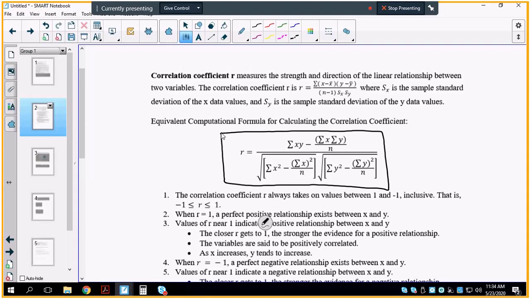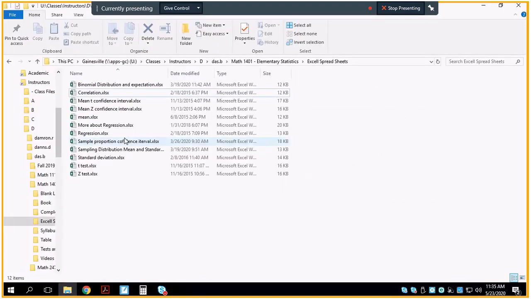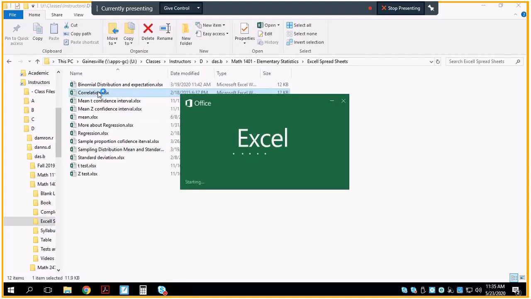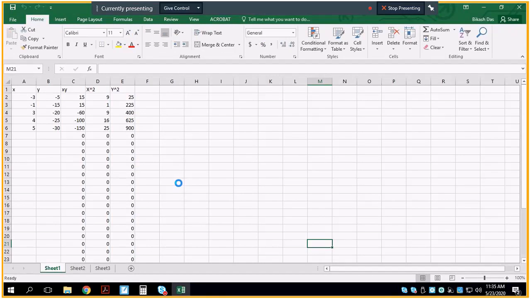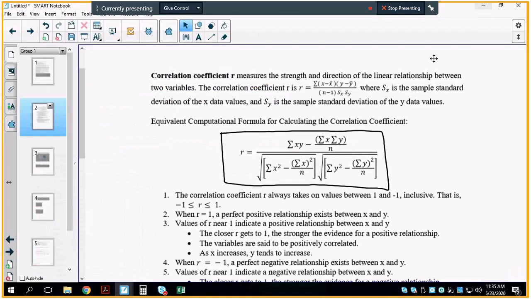Again, this formula is going to be hard for us to remember. So in order to avoid using this formula to calculate the correlation coefficient, we are going to use Excel spreadsheets. All the Excel spreadsheets are available in the shared class file. The Excel spreadsheet that we are going to use for our class today is called the correlation Excel spreadsheet. So I'm going to open that for future problems in finding the correlation coefficient, and I will show you how to use that when the time comes. So let's concentrate on the lecture notes.